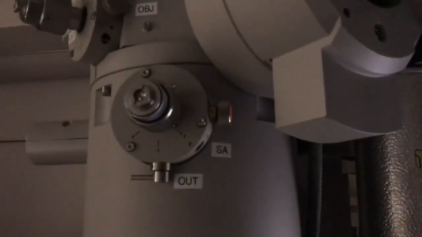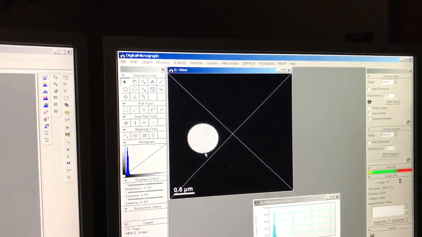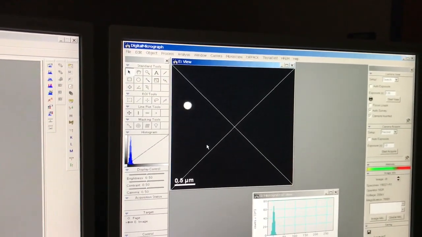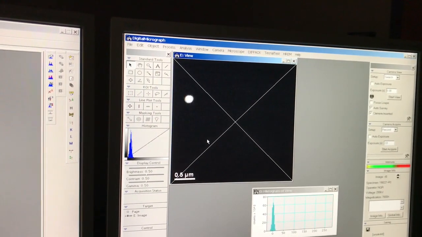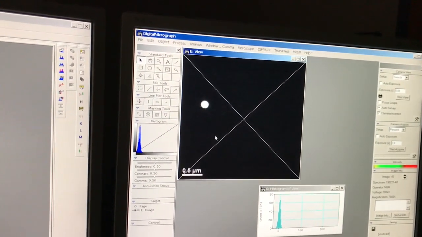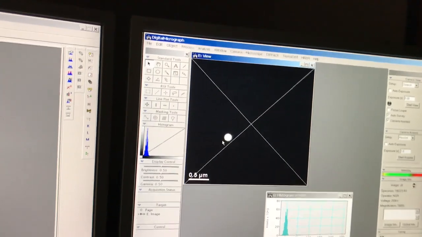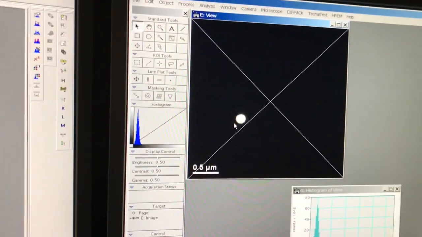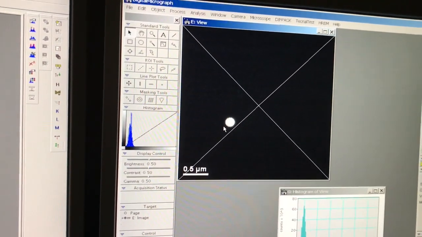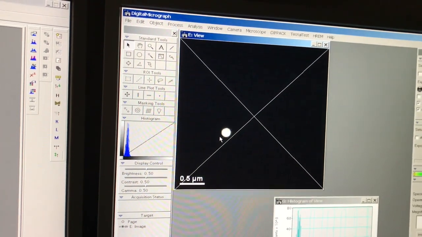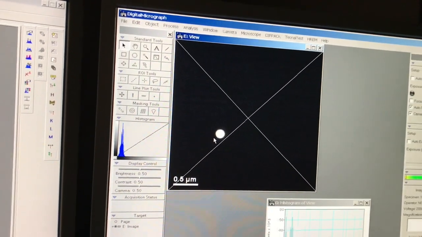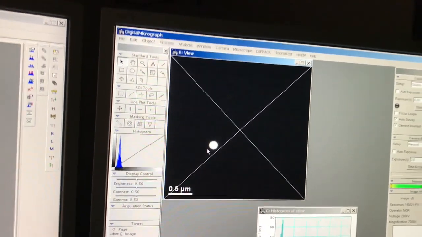Okay, so you have 4 different apertures here at your disposal. If I go from 2 to 1, that's the smallest one available. And just ballparking, it's sub 200 nanometers, probably like 120, something like that. Okay, that's the smallest one.